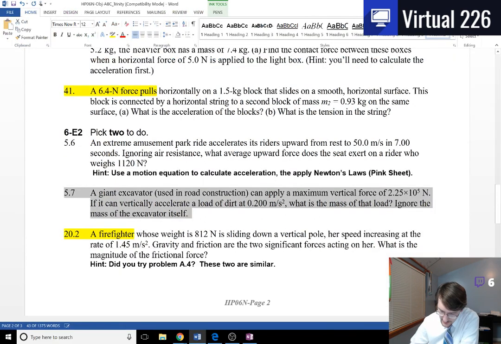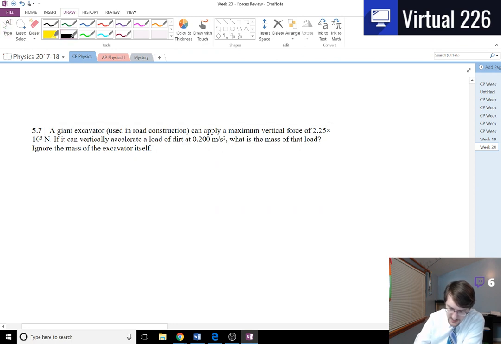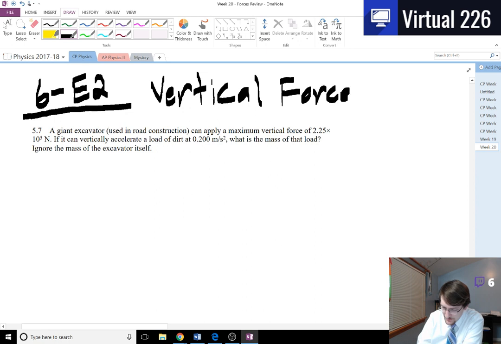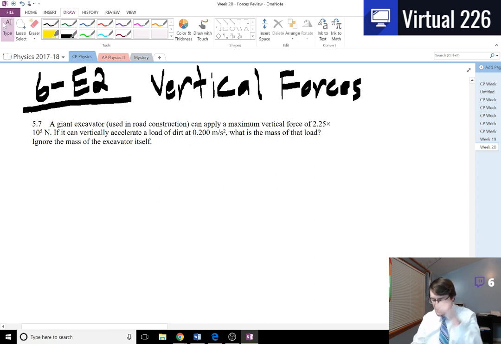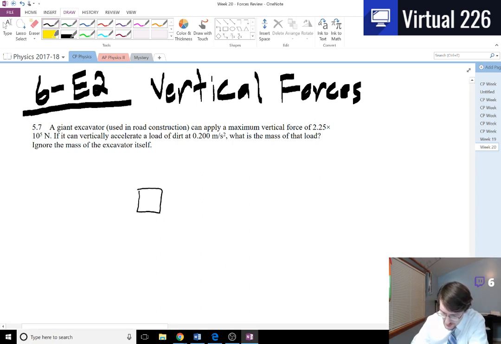Excavators, excavators, excavators. So what we're looking at here is a 6-E2 problem. Vertical forces. Okay, so it's still going to be an F equals ma problem, but we're acting in a vertical direction. So let's imagine our excavator here, let's just draw this thing so we get an idea of what we're looking at.